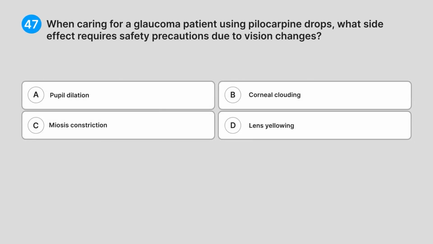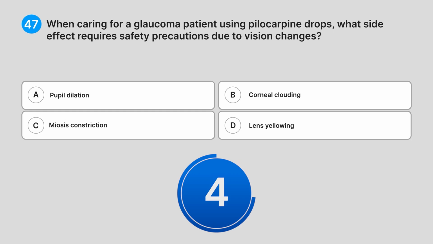47. When caring for a glaucoma patient using pilocarpine drops, what side effect requires safety precautions due to vision changes? A. Pupil dilation. B. Corneal clouding. C. Meiosis constriction. D. Lens yellowing. Can you guess the answer?